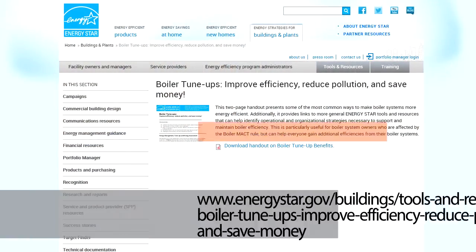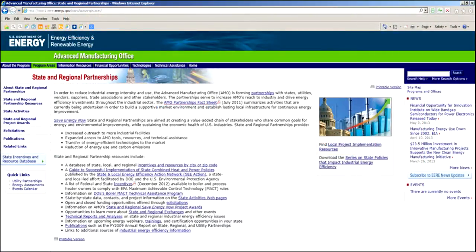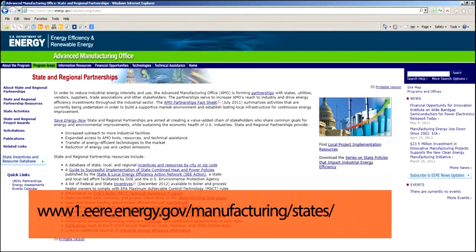US EPA is working with both the U.S. Department of Energy and the U.S. Department of Agriculture to provide technical assistance that will help boilers burn cleaner and more efficiently. Helpful fact sheets are posted on the Energy Star website shown here. Additional information on these programs can also be found at the web address shown here.